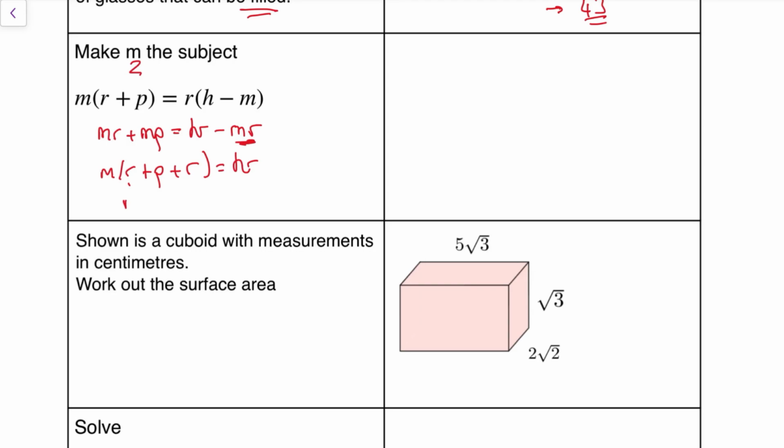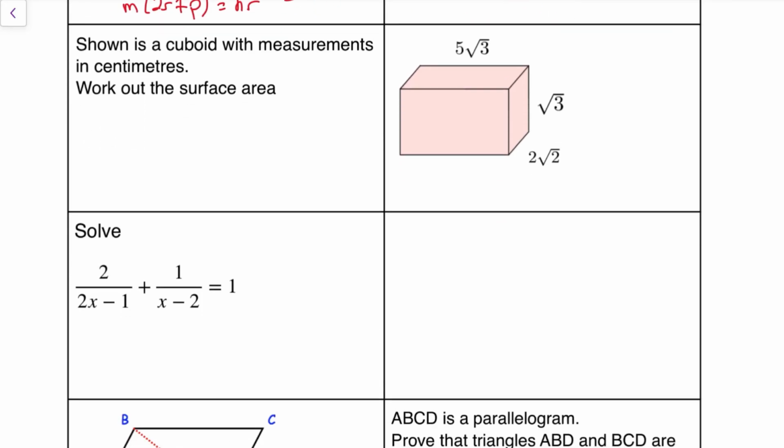R plus R is 2R, so I'm going to tidy up the left-hand side to give me M times 2R plus P is equal to HR, and then I'm just going to divide. So therefore, M is equal to HR, or RH, doesn't matter, divided by 2R plus P. And that's it, question done. Now, it's a nice sort of clever version of the questions that you might be quite used to, because you have to do a bit of collecting. I like that question. Next one.